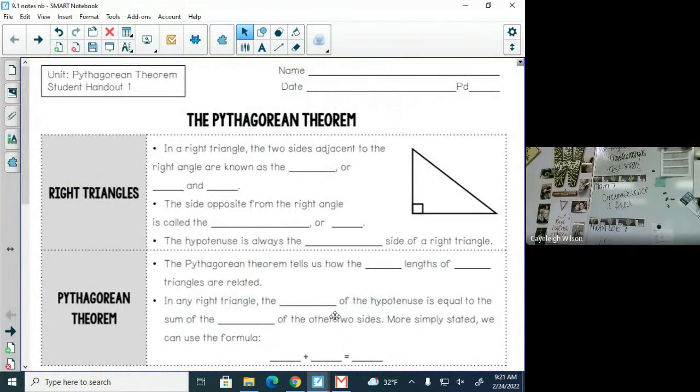Today we're going to talk about the Pythagorean theorem. So, Pythagorean theorem, I bet you will see it on iLearn.